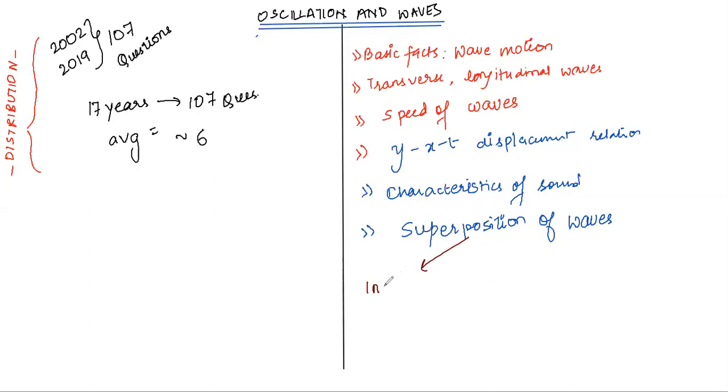One is interference. One of the most crucial conditions for interference to take place is that the frequencies of the two waves should be equal to each other. Omega values for both the waves should be equal for them to superimpose and interfere.